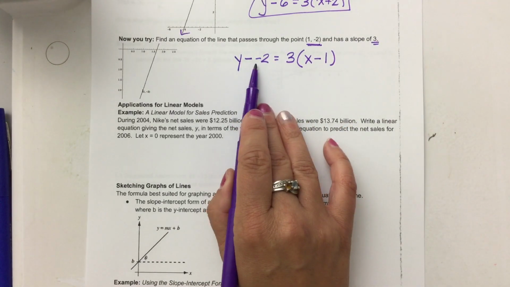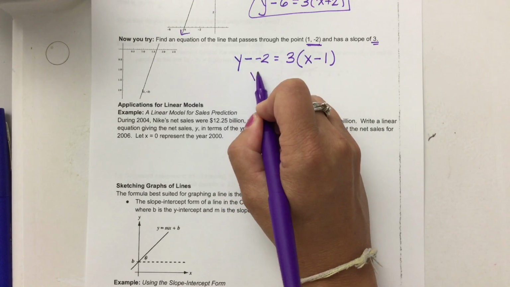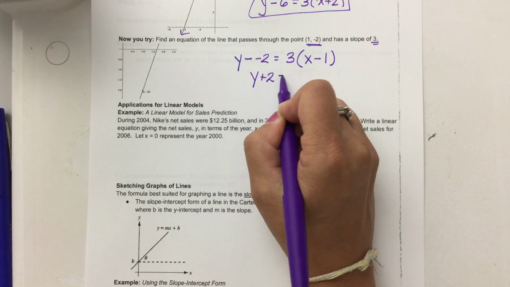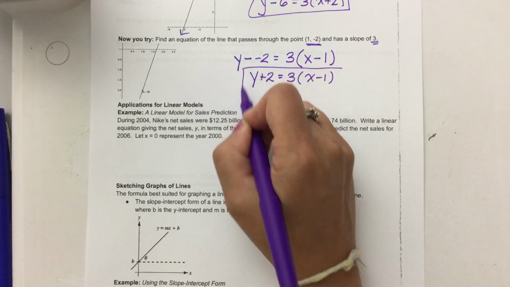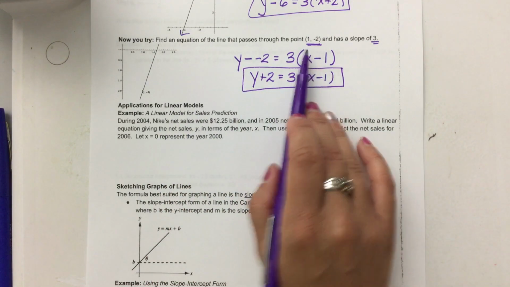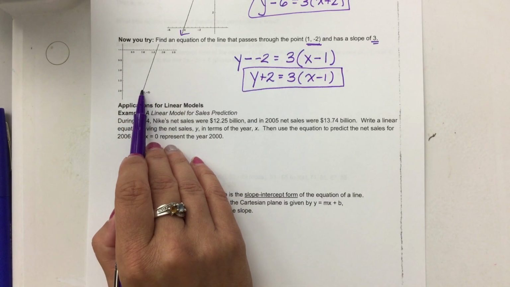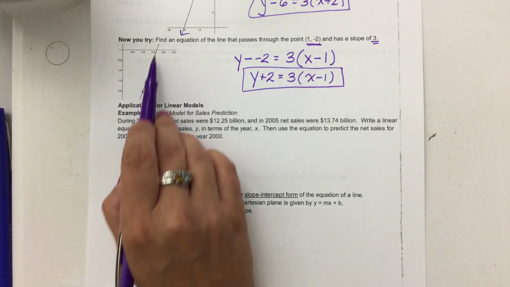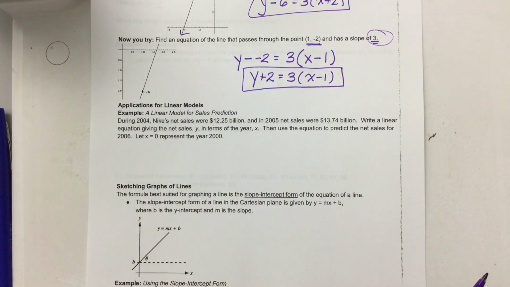Again, there is something that we need to address. You cannot minus a negative. So I need to go y plus 2 equals 3 outside of x minus 1. There is the equation in what is called point slope form. If you look at the graph, if you go to the right 1 and down 2, you can see that yes, that point is there. As you go left to right, the line is rising because we have a positive slope.